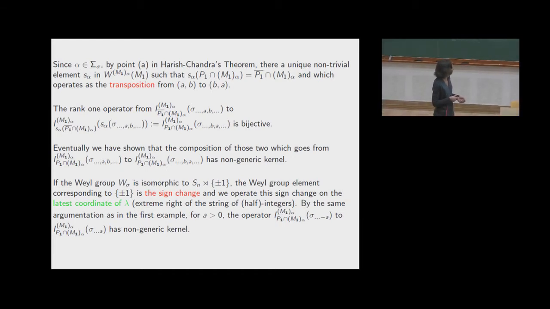You can do the same thing with a sign change on the end of your parameter. The last coordinate, you can change the sign. So this corresponds to the plus or minus 1 element in the Weyl group in the context of type B and C groups, for instance. And then the action of s_α is just changing the sign if you go from negative to positive, and this has non-generic kernel.